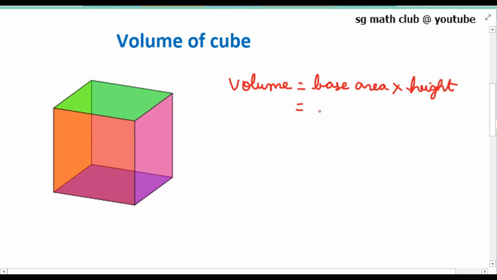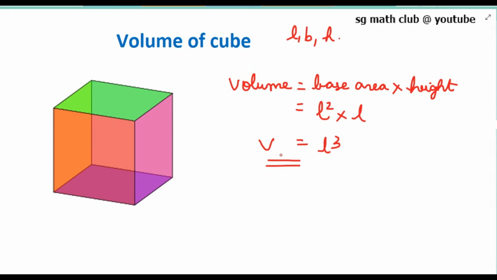If L is the side of the square, I can write base area as L square, and height is also same. In cube, length, breadth, height, everything are same. So L square into L, which is equal to L cube. So volume of cube is L cube, or side into side into side, or edge into edge into edge, or it is equal to L cube.